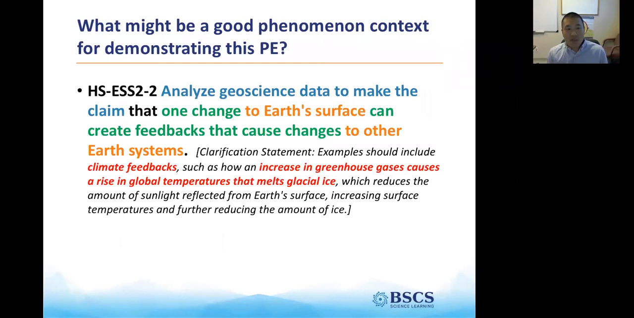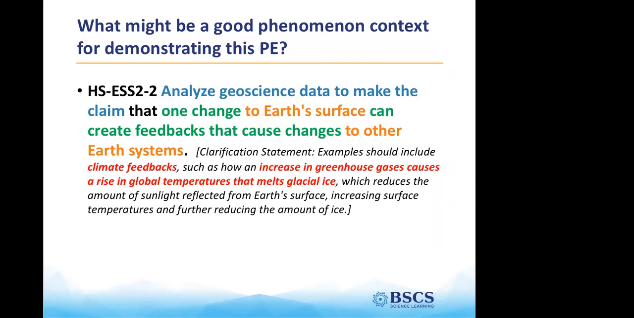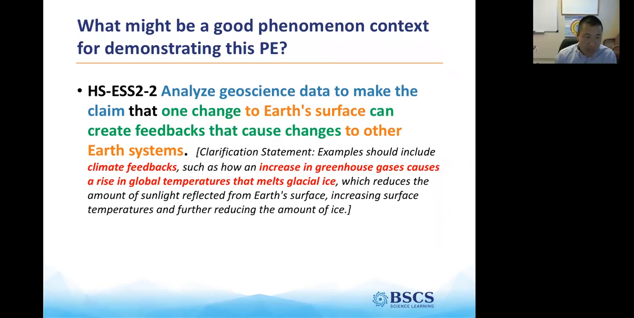Now, looking back at that performance expectation that I described before, how can we use it to choose a good phenomenon context for demonstrating that performance expectation? One hint that we usually turn to in these performance expectations is the clarification statements. They often give examples of context through which students can develop these explanations. For example, this one says you can look at climate feedbacks, such as how increases in greenhouse gases can cause a rise in global temperatures that melt glacial ice, etc.